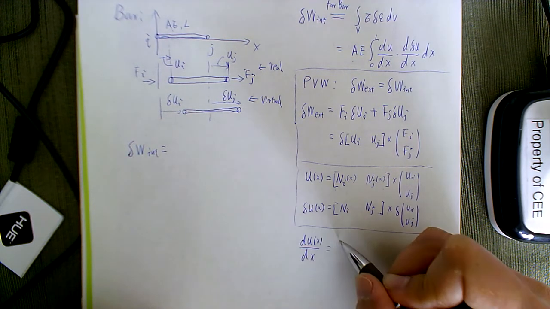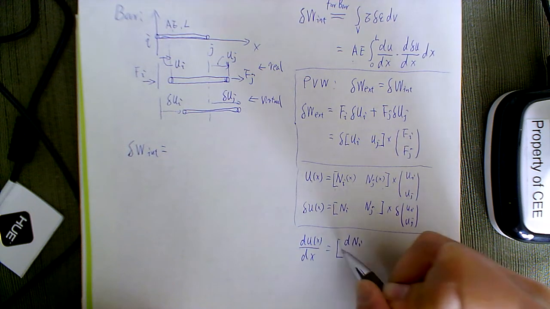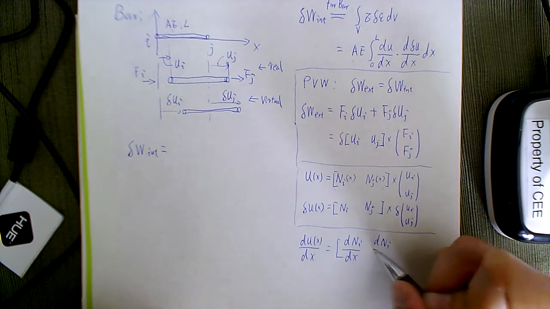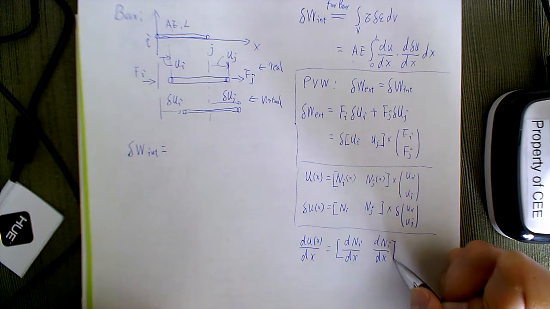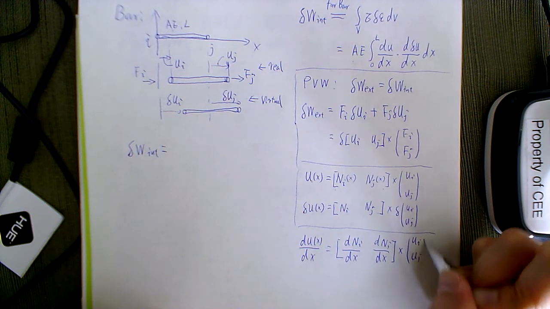So you got this differentiation of this guy equals dNi/dx, and then dNj/dx, then times, yeah, those things will never change.